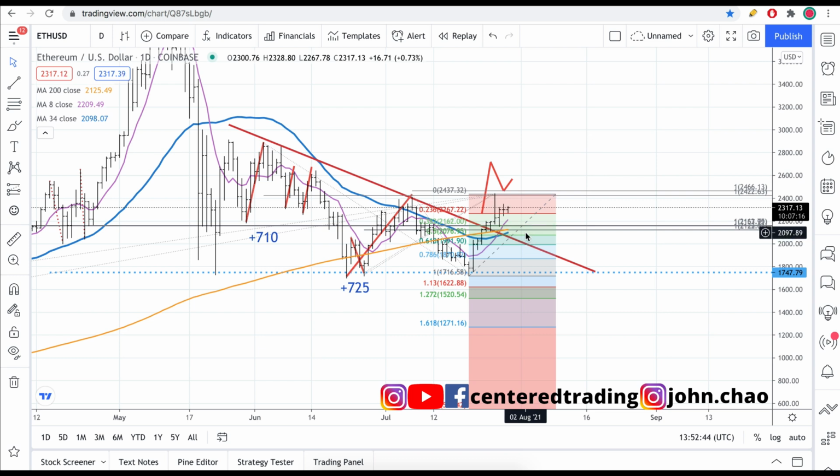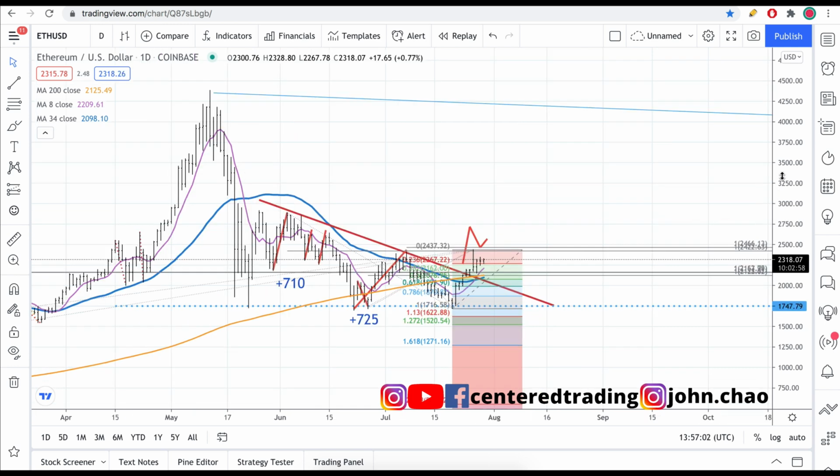You gotta have a proper trading plan in place so you know exactly what to do every step of the way. I still like Ethereum to the long side. There's just less baggage on this chart technically. On the 4-hour, 3-hour, smaller time frames, the 200 moving average is not in the way.